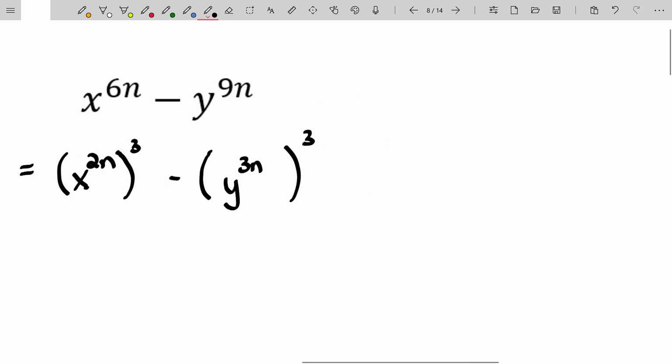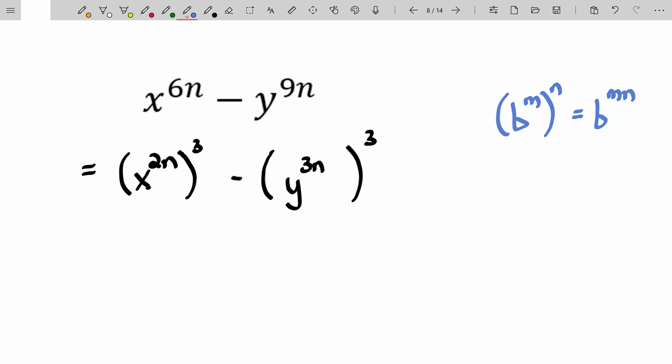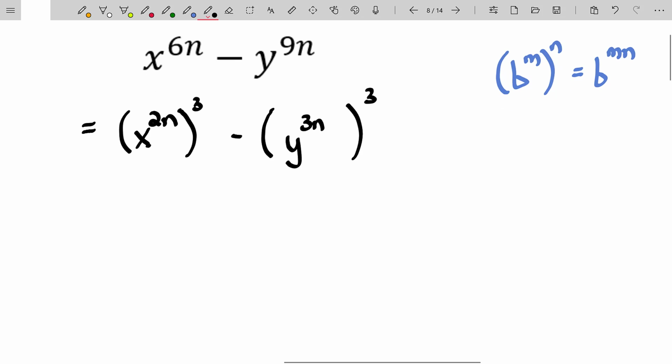Again, because of that law of exponents, which will haunt you for all of mathematics, b raised to the m raised to the n is the same thing as b to the m times n. So x raised to the 2n raised to the third is x to the 2n times 3, or x to the 6n, and so on and so forth. This is definitely a difference of cubes, so let's go ahead and factor.